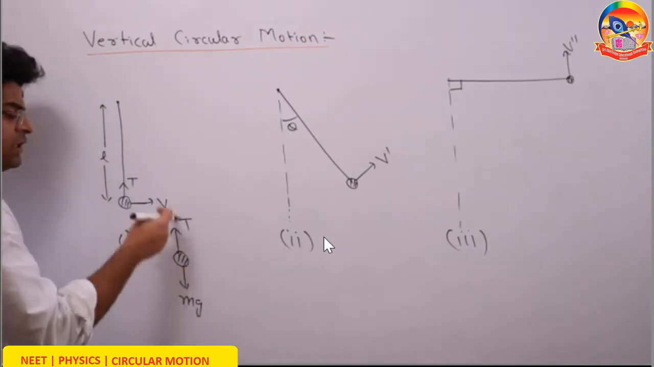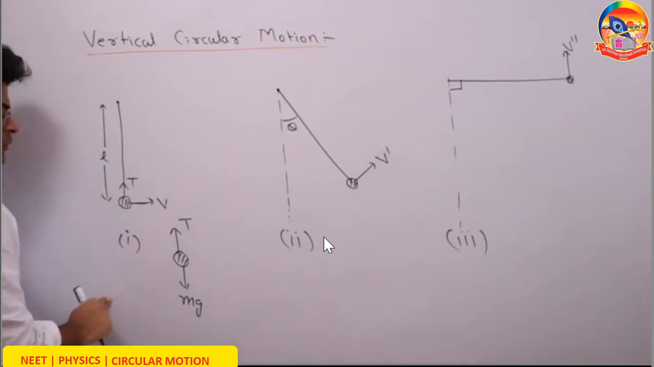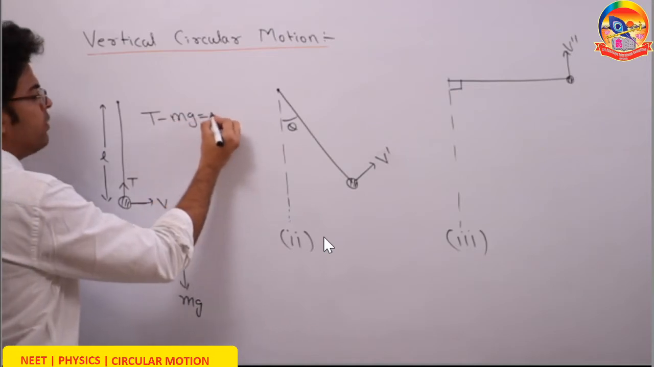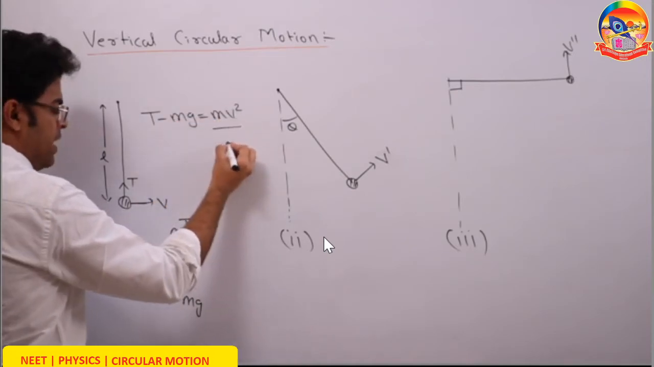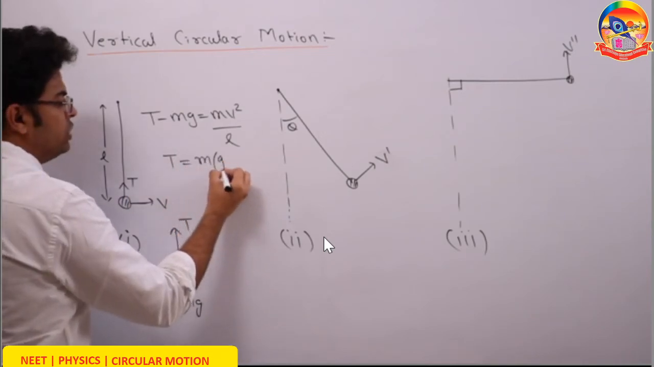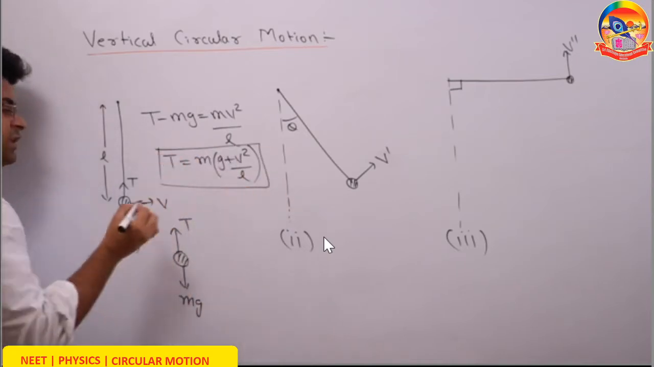Under the influence of these two forces, it moves in a circular path right now with a speed v. So the net force acting towards the center, T minus mg, should be equal to mv squared by L. So the tension in the string must be equal to m times (g plus v squared by L). So this has to be the tension when the string is at this point.